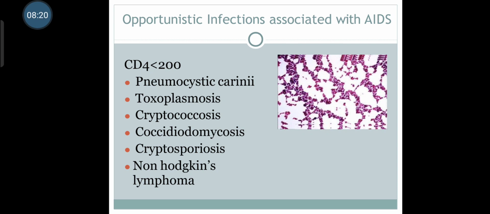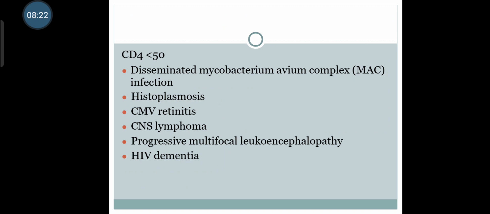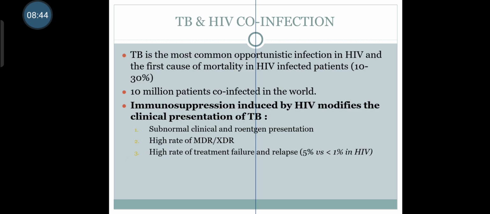goes below 200. Then a much worse condition wherein CD4 count is less than 50. So Mycobacterium avium complex infection can attack the person. Histoplasmosis, cytomegalovirus retinitis, CNS lymphoma, progressive multifocal leukoencephalopathy, and HIV induced dementia. So these are the worst conditions.